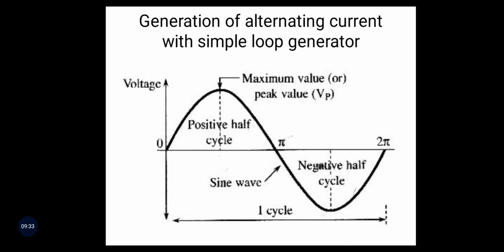Here is the complete cycle shown in the figure. In the first half cycle, the maximum value, or peak value Vp, goes to 0 again, then to the negative maximum, and goes to 0 again. So your total one cycle is completed, that is, it has 360 degrees of rotation. That means the loop has completed one rotation, then the output voltage or current has completed one cycle.